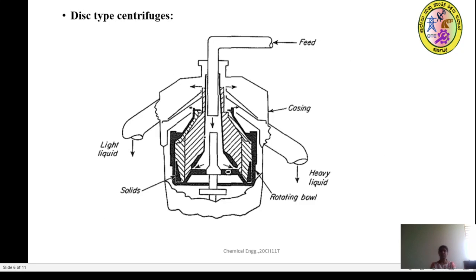Coming to the disc type centrifuge, this is also one type of centrifuge where you have to separate the two liquid phases from the solids in a slurry. Observe the diagram carefully here.